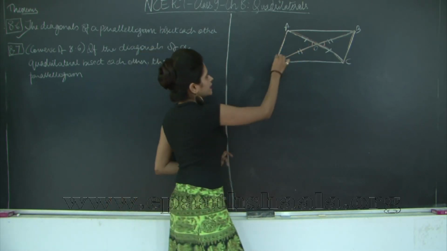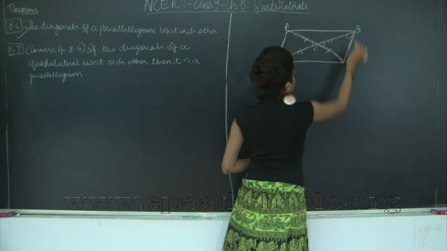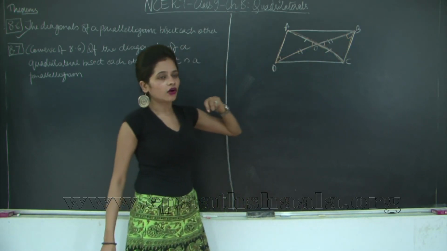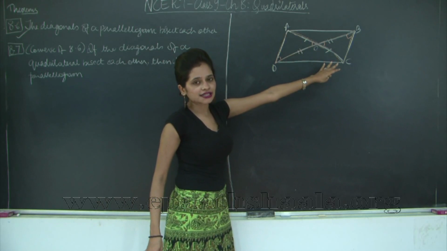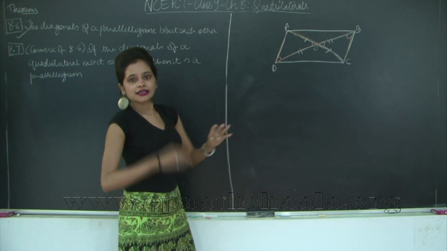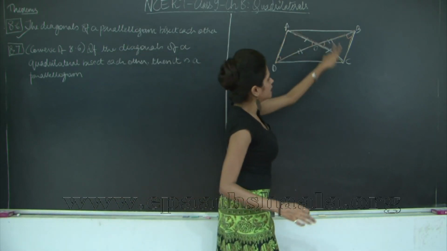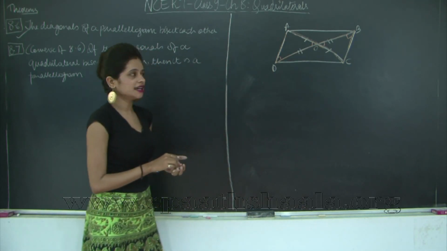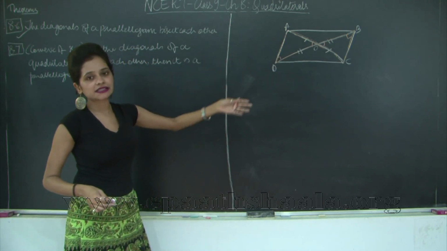Therefore, what can I say? That angle ADO is equal to angle CBO by corresponding parts of congruent triangles. But these are a pair of alternate angles for lines AD and BC. Therefore, AD is parallel to BC. Similarly, we can go ahead and prove that AB is parallel to DC by taking triangles AOB and COD. Therefore, since AD is parallel to BC and AB is parallel to CD, quadrilateral ABCD is a parallelogram.